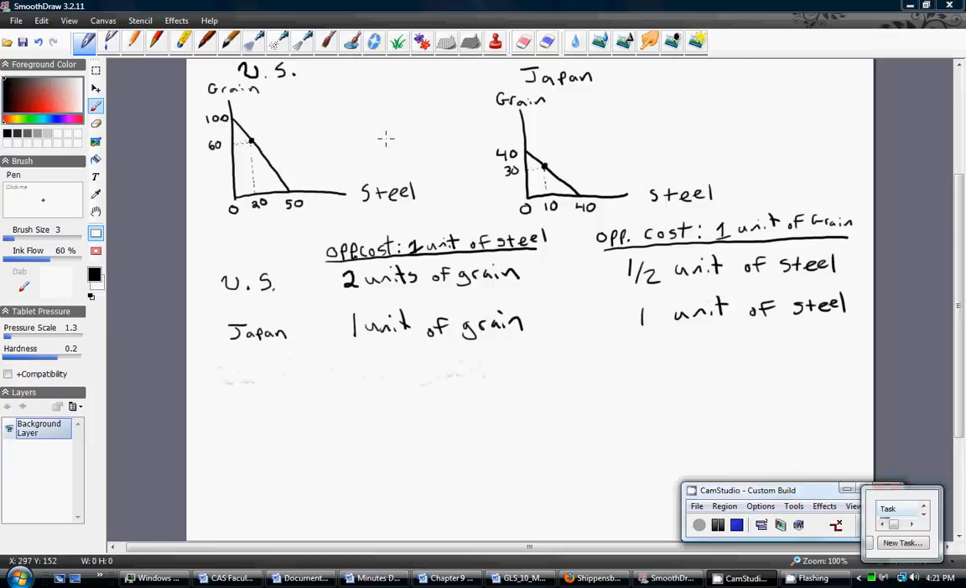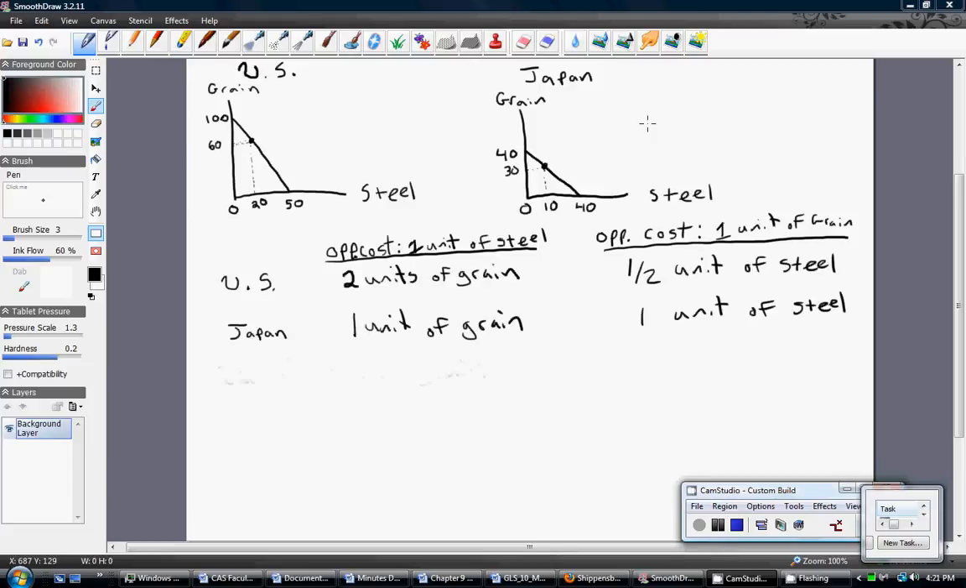Japan likewise can produce grain and steel. If Japan allocates all its resources to grain production, it can produce 40 units of grain. If it allocates all its resources to the production of steel, it can produce 40 units of steel. We're going to assume that Japan locates on its PPF at a point right here, highlighted by this point, which corresponds to 30 units of grain and 10 units of steel.